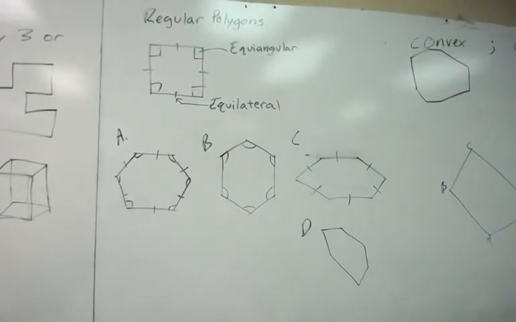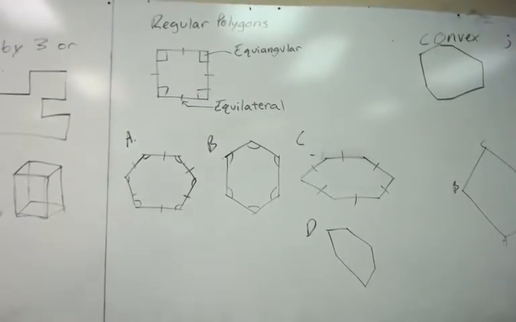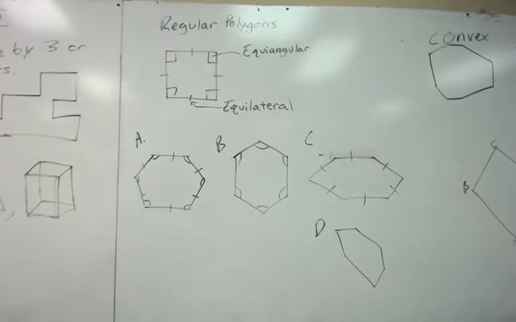On page 90, you have a whole chart that shows the details of different polygons and their names for how many sides they have. So you can look at that on your own. I'm not going to look at that right now.